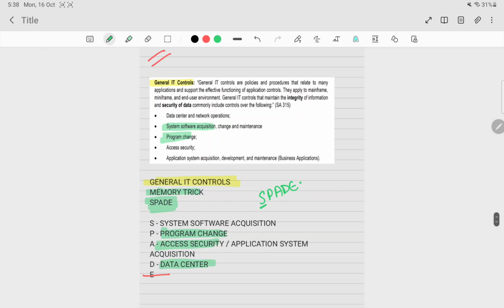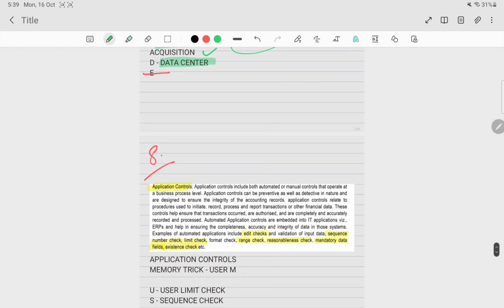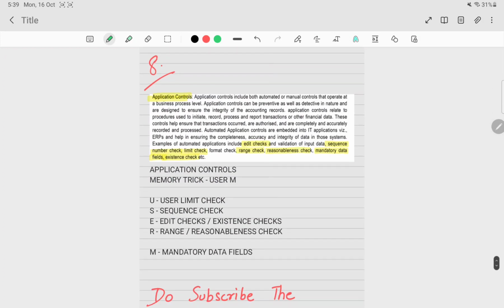So with the memory trick, that is SPADE, we remembered all the general IT controls. From S, this is software acquisition. A, this is access application acquisition. 2 acquisition you can remember. One is the software acquisition, one is the application acquisition. Very easy. Then from P you can remember program change. D, data center, and from E there is nothing. Now the last question comes, that is application controls.